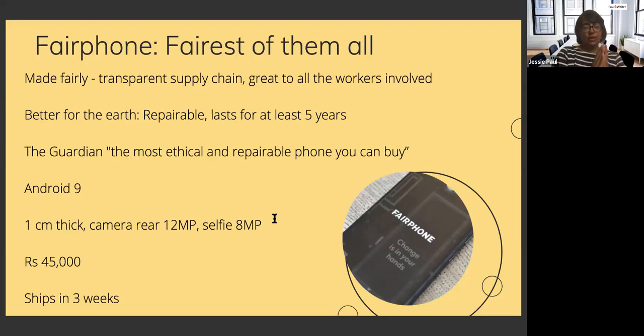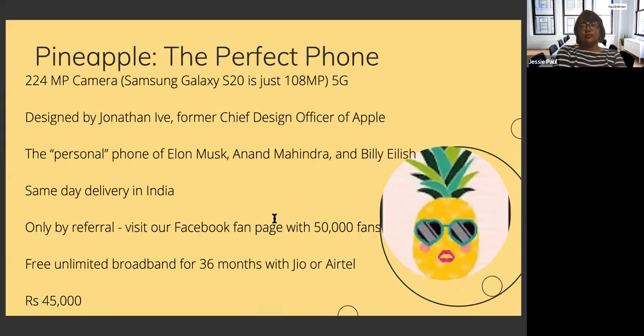I'm going to ask you to make a choice after I show you the next product, right? So just take a quick look at this, take a picture of it if you need to. The next phone is a pineapple. It's almost like the perfect phone, or that's what they say. It's a 224 megapixel camera. It's 5G. It's designed by Jonathan Ive, the really famous chief design officer for Apple who left recently.